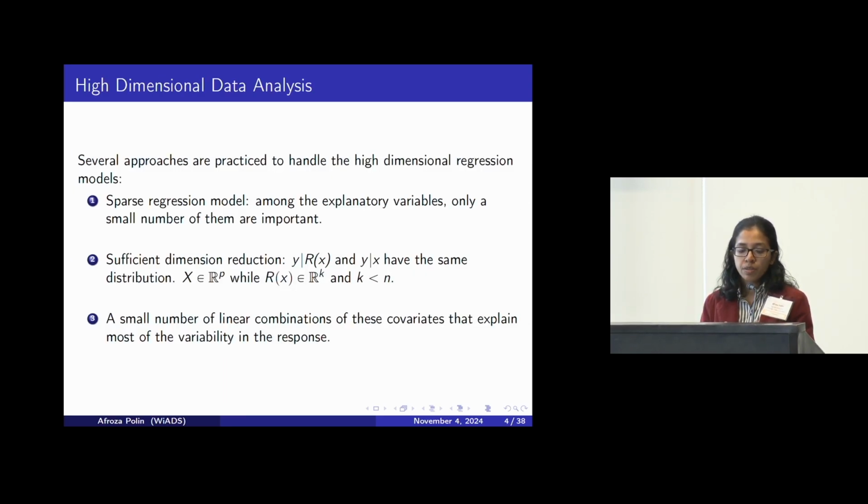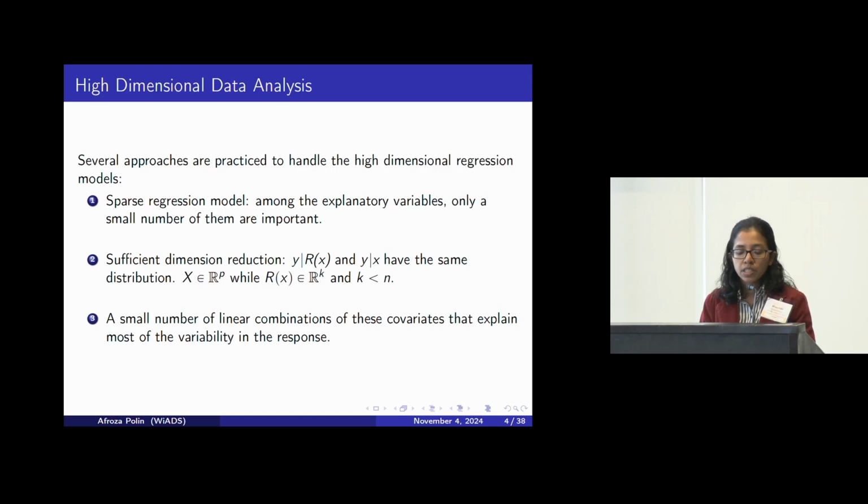There are several approaches. One is called the sparse regression model. That means we believe that not all the predictor variables are important. Few of them are important and most of them are not. So you use a sparse regression, which excludes the variables that are not important.